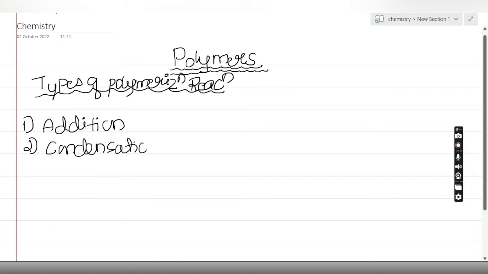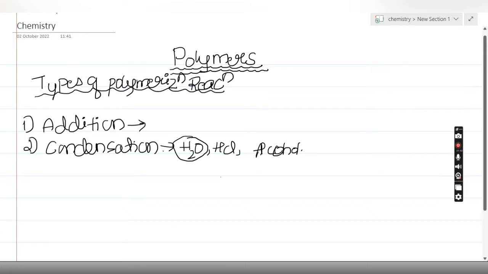condensation polymerization. See students, in the last part of the video I told you how the polymers are prepared, and that also has a classification. In that we discussed addition polymerization and condensation polymerization. In addition polymerization, what will happen? Single monomer is added to get a polymer, nothing will be eliminated. But in condensation, small molecules like H2O, HCl or some alcohol molecules will be eliminated. But in the majority of cases, water is the eliminated part. So this is all about the types of polymerization reaction.